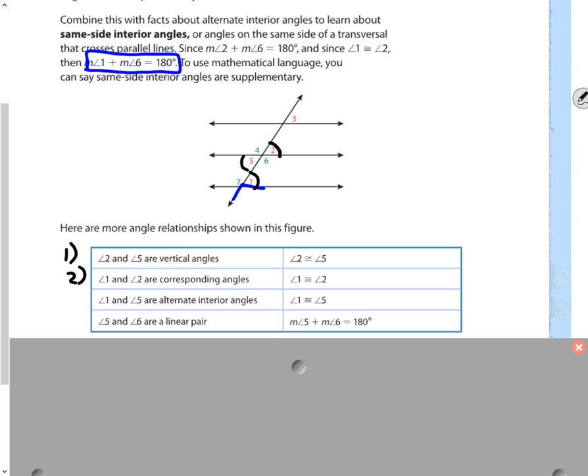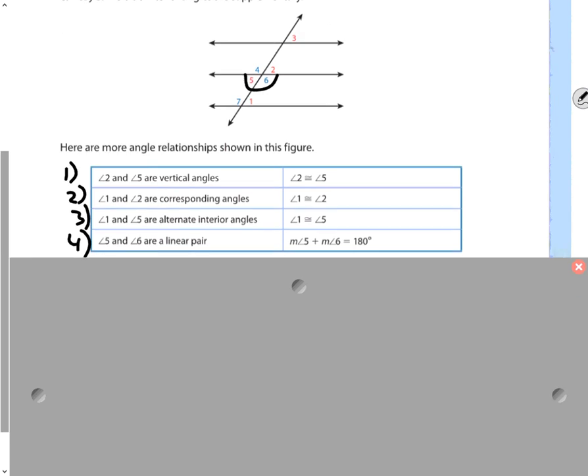How about number 3? Angles 1 and 5 are alternate interior. So 1 and 5, here and here. We said alternate interior angles are always the same length or measure, so those are congruent as well. And then number 4, angles 5 and 6 form a linear pair. Okay, talking about linear pairs, those add up to 180 degrees because they make a line together, and a line is 180 degrees. So there's just some additional relationships, things that we know are congruent.